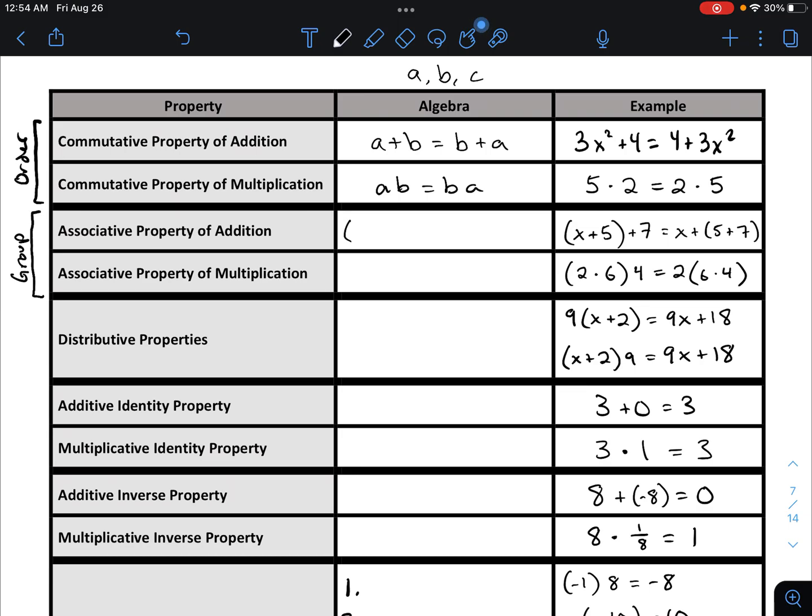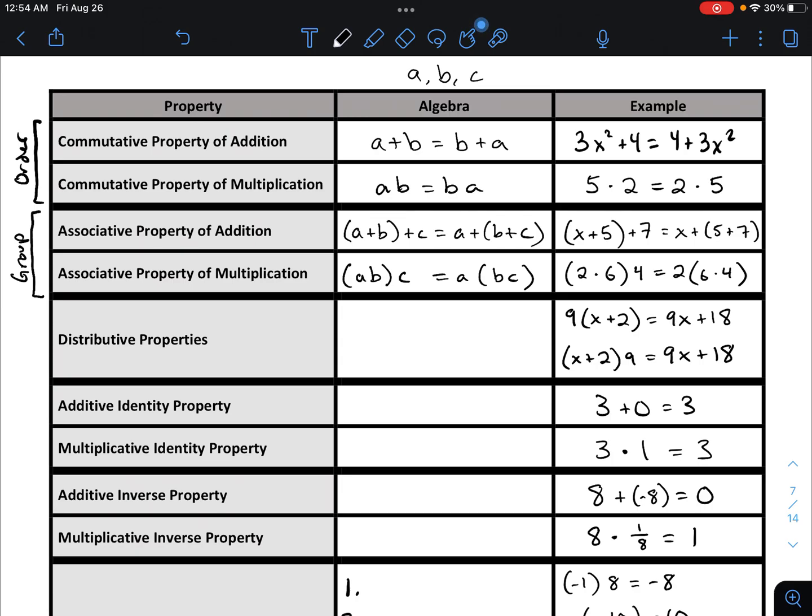The associative property of addition tells me that it doesn't matter how I group numbers together. Notice I'm not changing the order at all. It's still A, B, C, A, B, C. But the way that I've grouped them is a little bit different. Same thing with multiplication. I can do A times B times C, or I could do A times the quantity B times C. So I can choose to multiply A and B first and then times C, or I could choose to multiply B and C first and then times A. It's not going to make a difference at all.